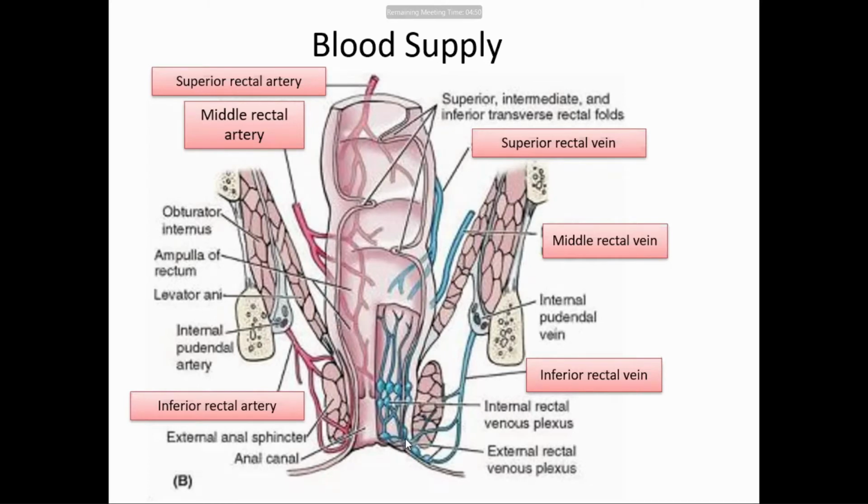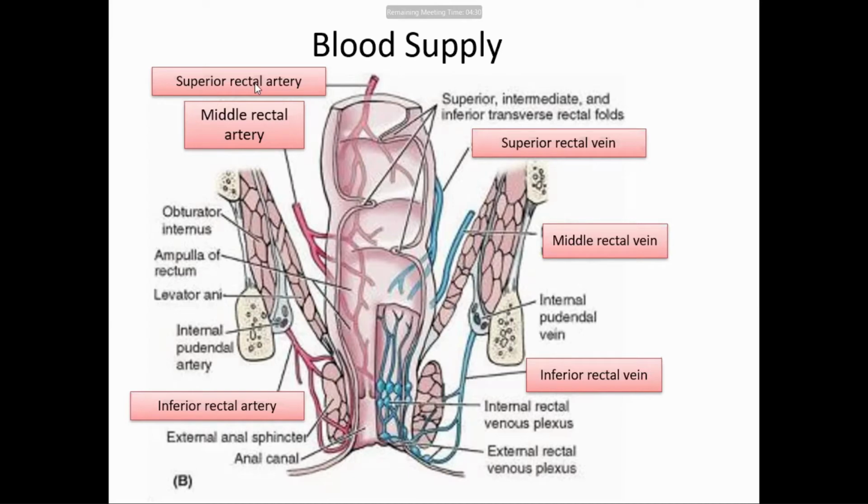And the external rectal venous plexus communicates with the systemic veins via the middle rectal vein and the inferior rectal vein, and drains into the vena cava system.